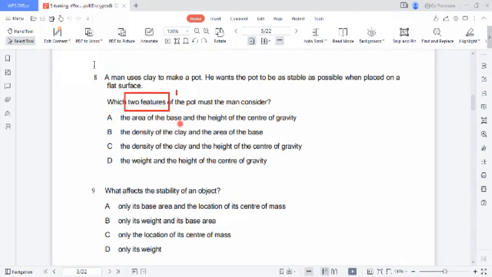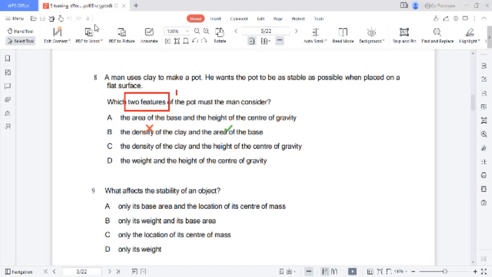The area of base, okay, base area should be high. The height of the center of gravity, the density of the clay, and the area of the base. Area of the base matters. Density doesn't matter. So let's consider a few things.